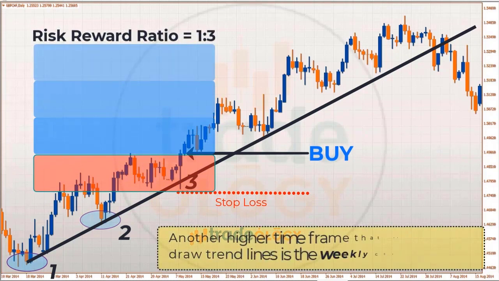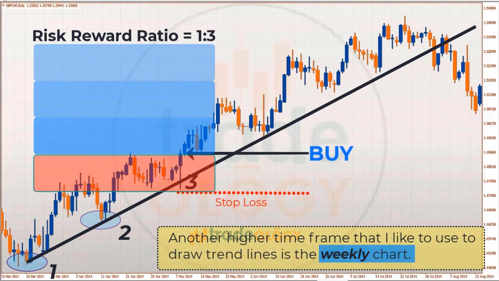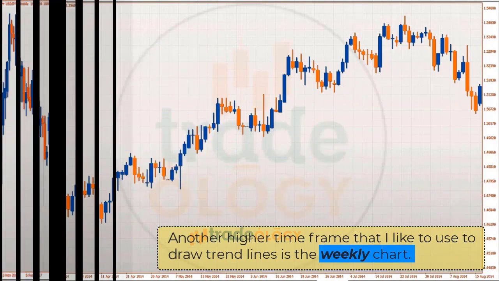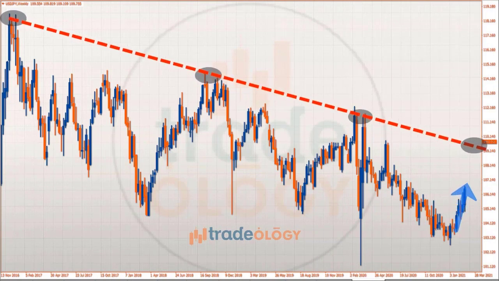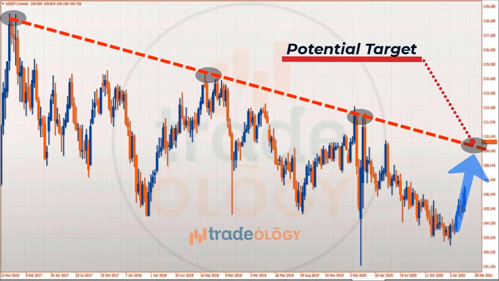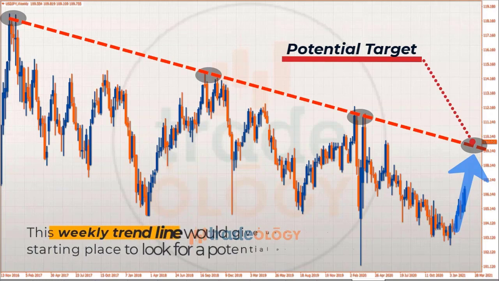Another higher time frame that I like to use to draw trend lines is the weekly chart. This time frame is great for identifying potential targets during uptrends or downtrends on the daily time frame. Here is a great example of how a weekly trend line on USD/JPY can be used to identify a potential target. The daily time frame is in an uptrend at the moment, so this weekly trend line would give us a great starting place to look for a potential profit target.